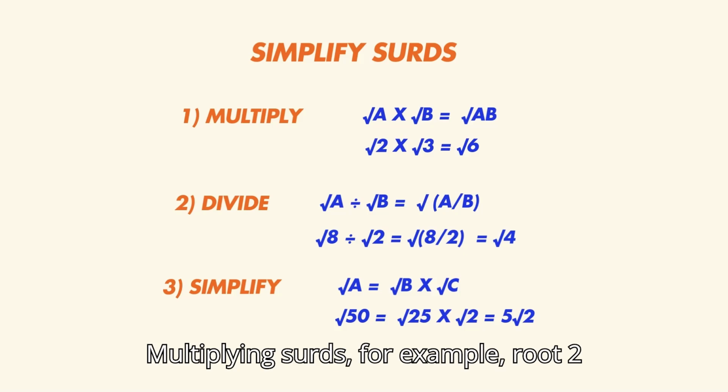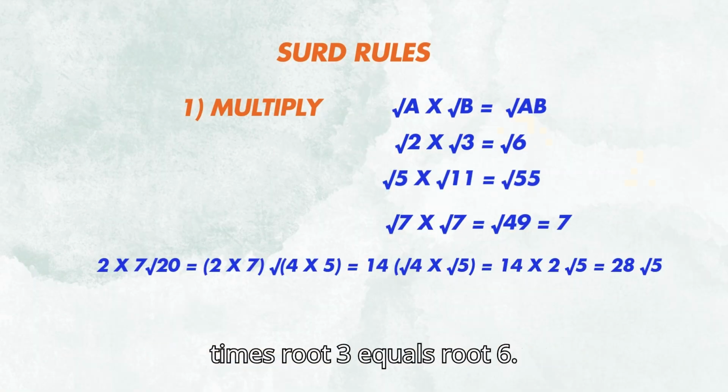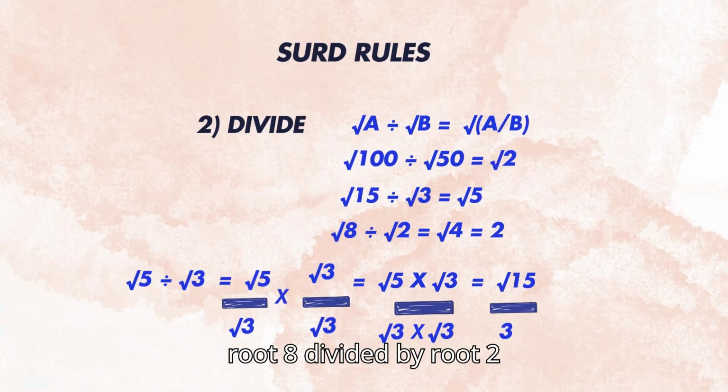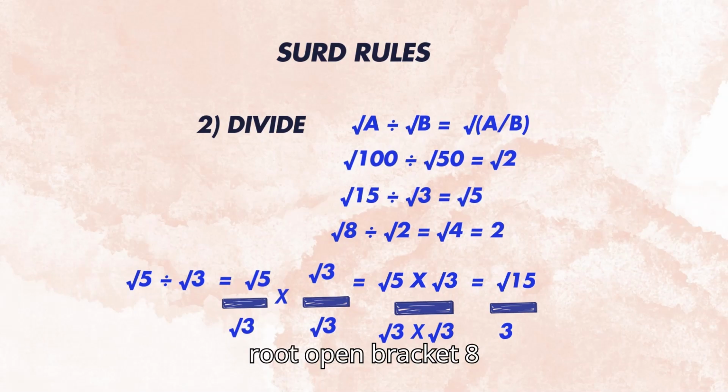Multiplying surds, for example, root 2 times root 3 equals root 6. Easy, right? Dividing surds, root 8 divided by root 2 is root, open bracket, 8 divided by 2, equals root 4, which is 2.